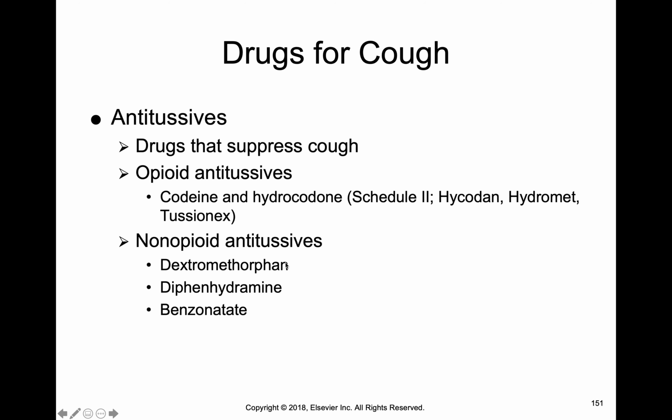Non-opioid antitussives, these are available over the counter. Dextromethorphan being the most common, Robitussin DM. Then you can also use diphenhydramine, Benadryl, because of its anticholinergic property. It may have some effect as an antitussive. Benzonatate is Tessalon pearls. These are prescription only. They have a funky mechanism, but these can help reduce the cough mechanism.